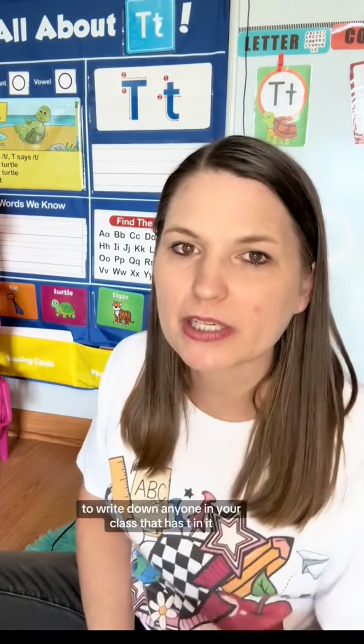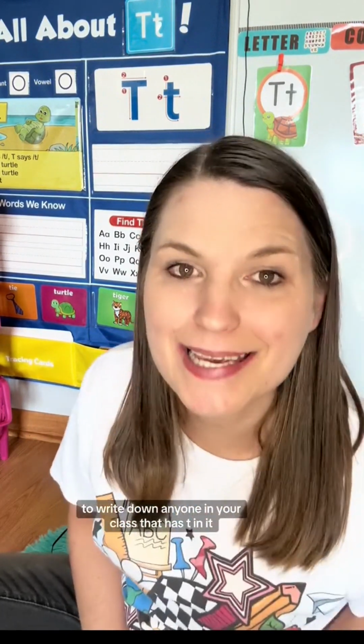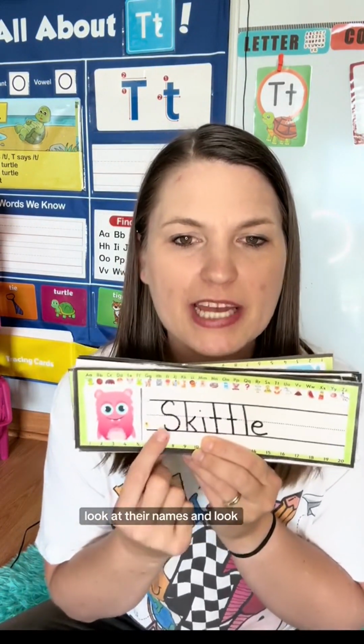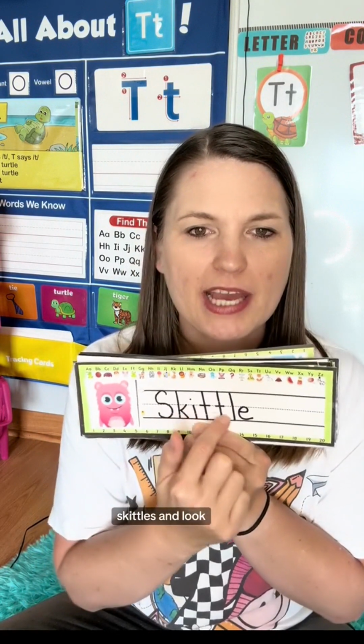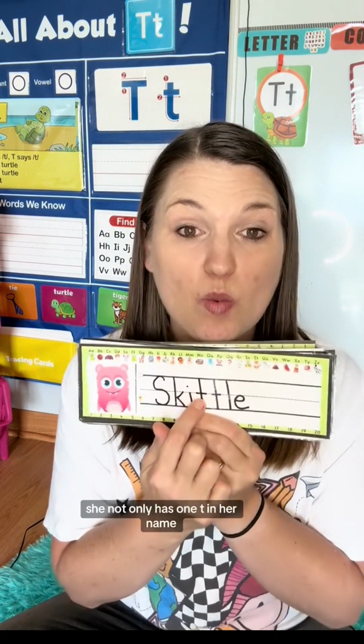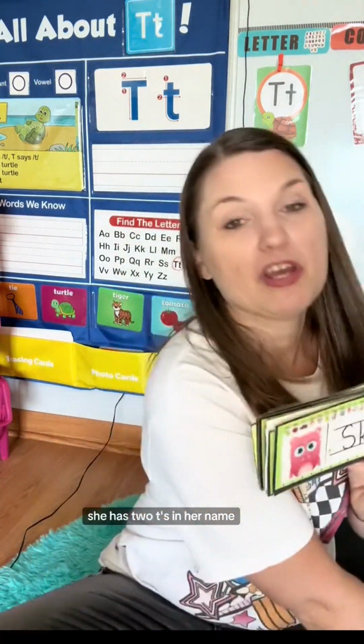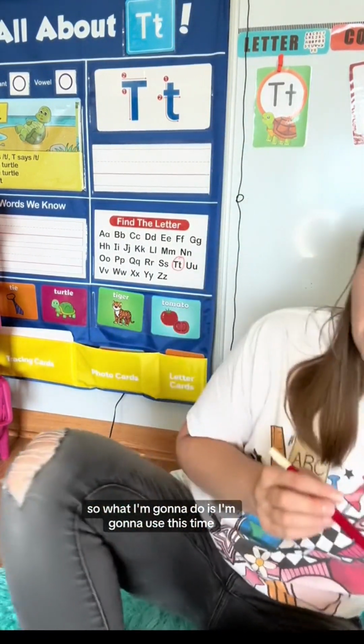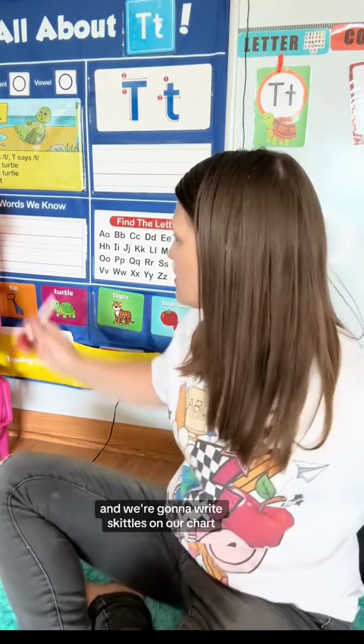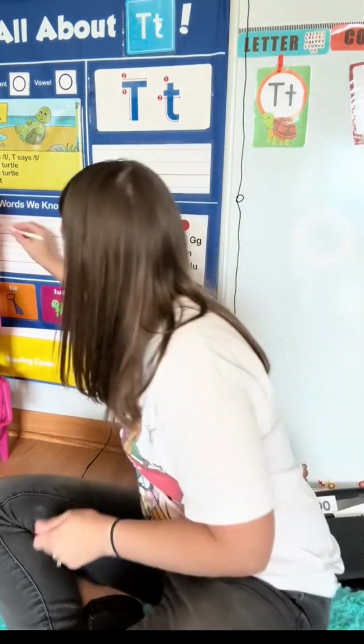Now the last part of today's activity is you're gonna use this space right here to write down anyone in your class that has T in it. Grab their name tag off the word wall, depending on how much time you want to use here. Look at their names, and look, here was our helper today, Skittles. And look, she not only has one T in her name, she has two T's in her name. So what I'm gonna do is use this time and we're gonna write Skittles on our chart.